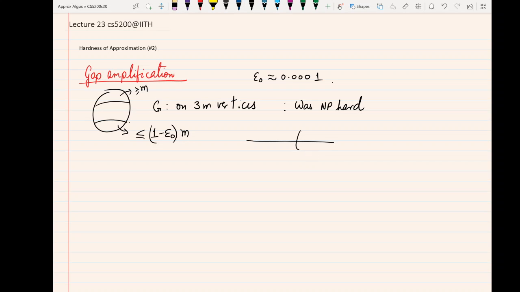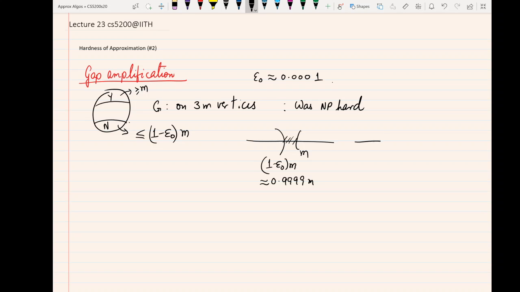The gap between the yes and no instances is really tiny. So you have m, and then you have something like 1 minus epsilon naught m, which is like 0.9999 m. Okay. Now this gap is really tiny. So one could think of this as saying that this is really close to m versus m minus 1. Not exactly, because for m really large, this is a significant constant factor gap.